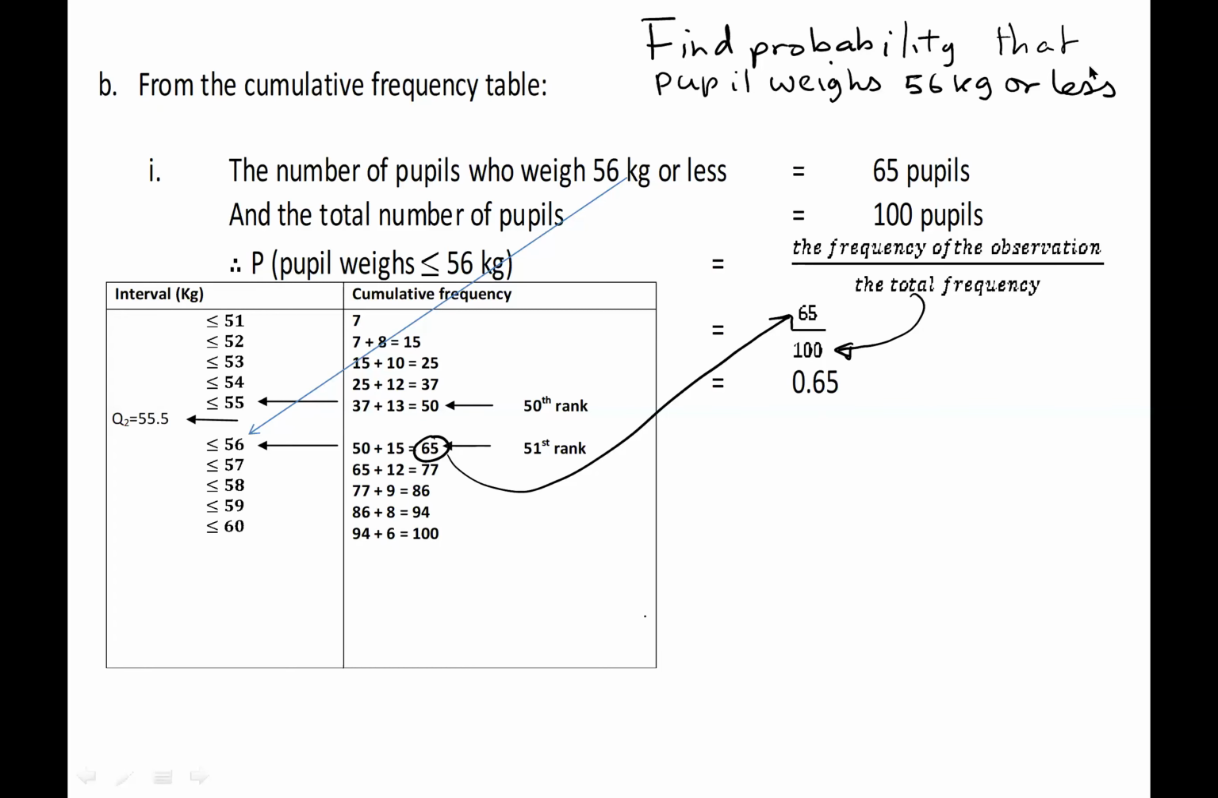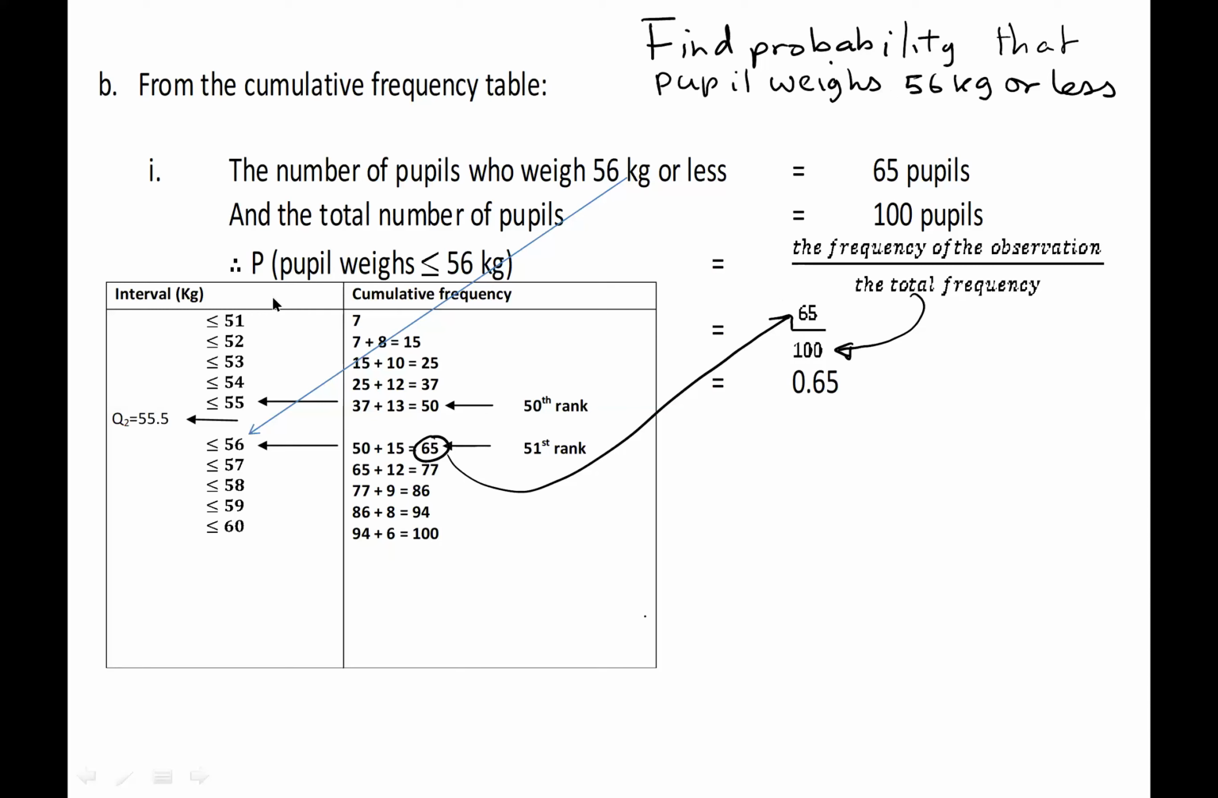Because to find the probability that a pupil weighs 56 kilograms or less, we have to find the number of pupils that weigh 56 kilograms or less. That would give us the frequency of the observation, and then we divide that by the total frequency, which would be the total number of pupils. Why am I referring to that? Because probability is given by this equation: the frequency of the observation we're interested in over the total frequency. In this case, the total frequency will be the total number of pupils, which is 100. And this is the number we need to get for the top, which would be the number of pupils that weigh 56 kilograms or less.